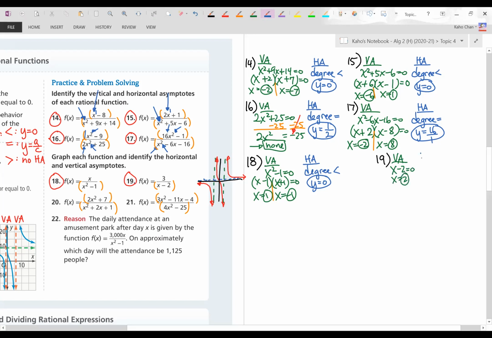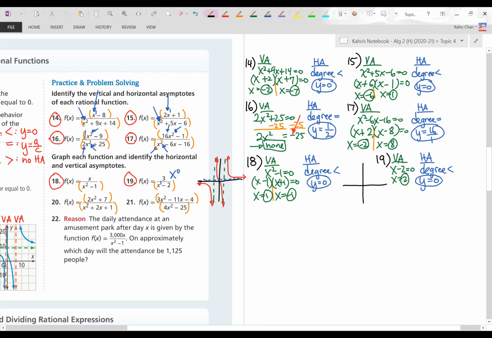Horizontal asymptote. The degrees are less than, I mean, look at the numerator. It's 3. There's no x involved. It's technically x to the 0 power. The power is 0, and the bottom one, the power is 1. It's still less than. Make sense? Here the degrees are less than, which means automatically y equals 0 is my horizontal asymptote.